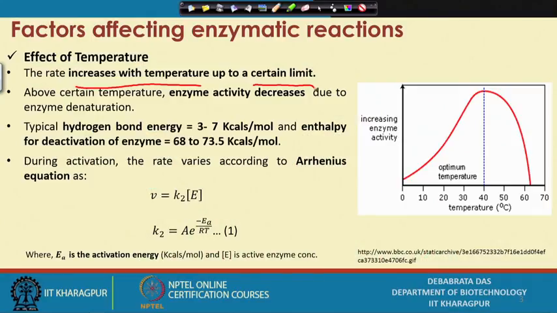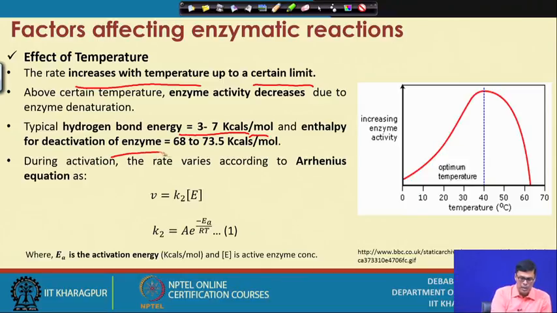Now, if you look at the strength of hydrogen bonding, it is very low, 3 to 7 kilocalories per mole, as given here. But the deactivation energy of the enzyme is about 68 to 73 kilocalories per mole. So it is quite high.